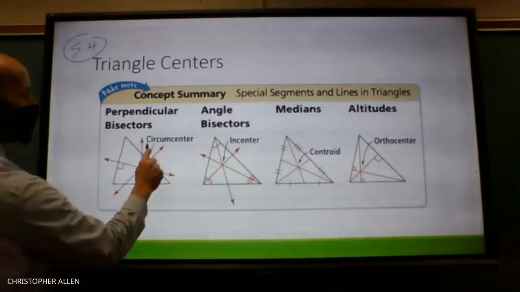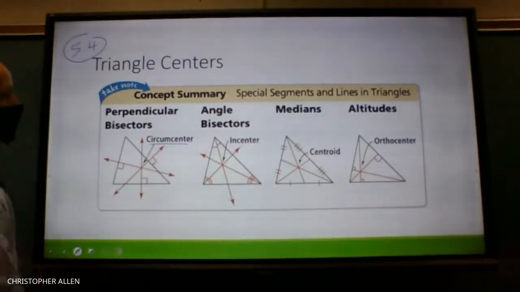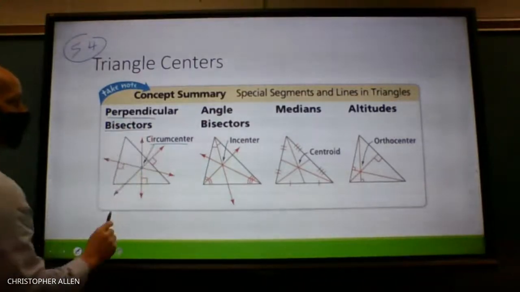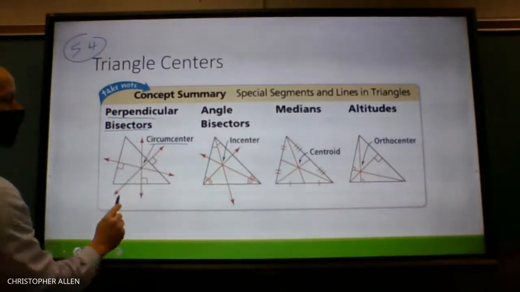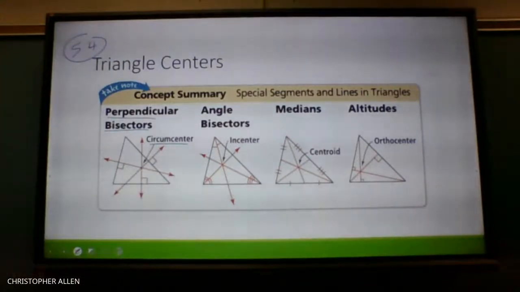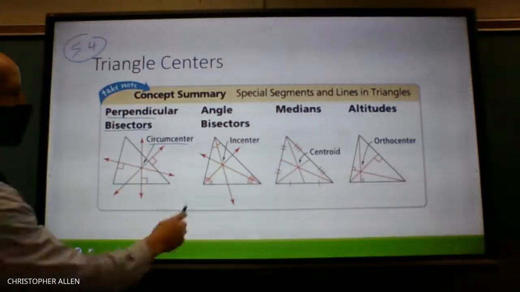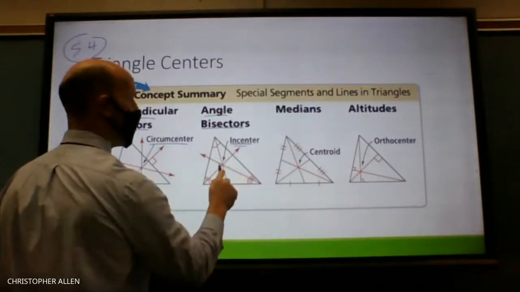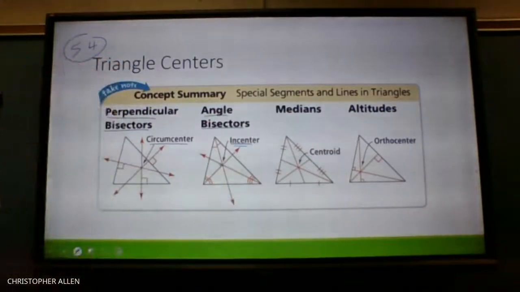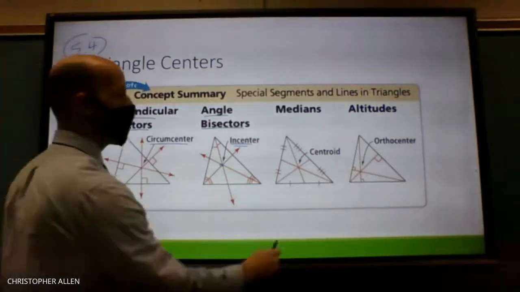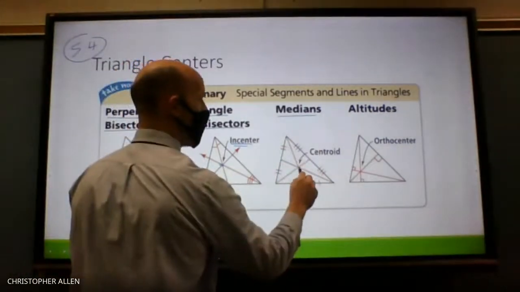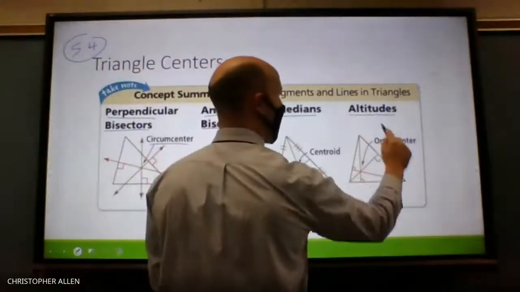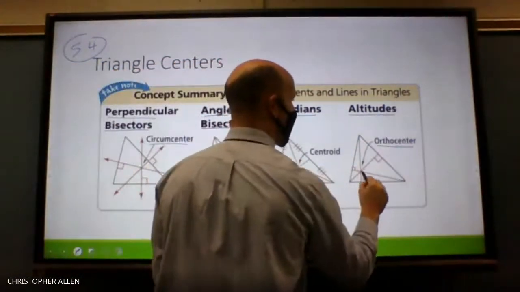So we have something called a circumcenter. And this is the point where all three perpendicular bisectors of a triangle meet. It's called the circumcenter. Where the three angle bisectors meet, this is called the incenter. Where the three medians meet, this is called the centroid. And finally, where the three altitudes meet, this is called the orthocenter.